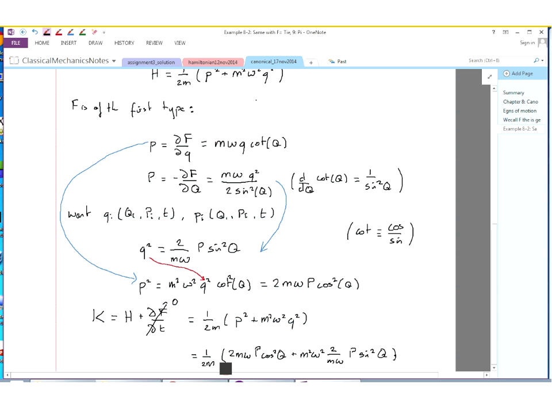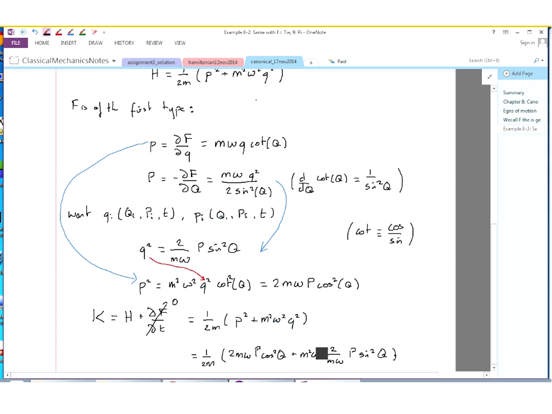So let's look at the first term. The two m's cancel, and you're left with omega times p cos squared q, right?